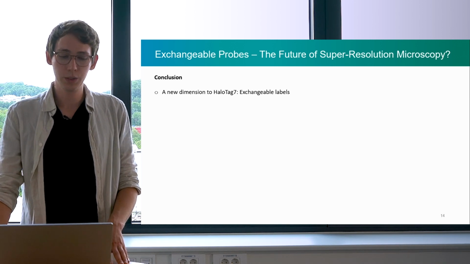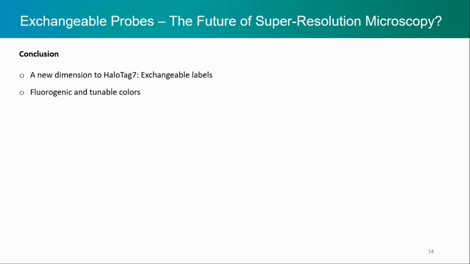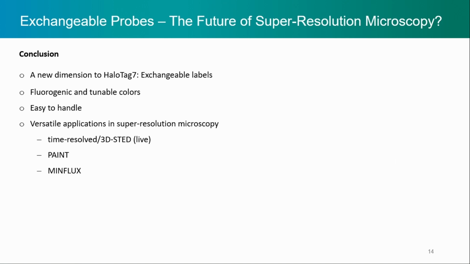We added a new dimension to HaloTag, which are exchangeable labels. They are fluorogenic and tunable in color, and actually they are very easy to handle by just adding them to the cells, waiting a couple of minutes, and then the staining is ready. I've showed you versatile applications for super resolution microscopy in time-resolved and 3D STED in live cells, as well as PAINT and MINFLUX.